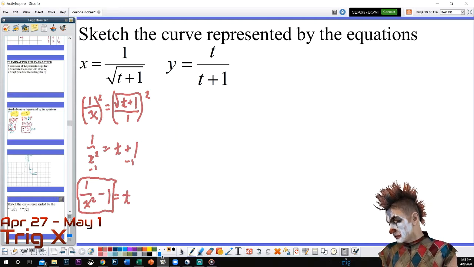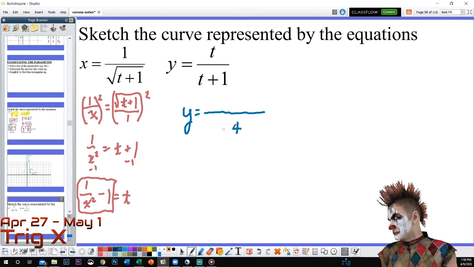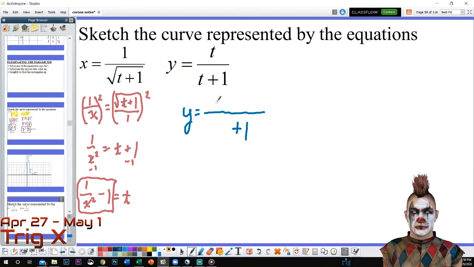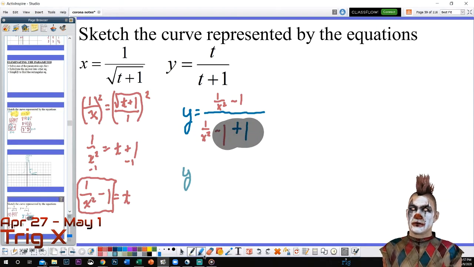Now that I have that, I can substitute this every time I see a t in the other equation. This is going to be a little bit trickier because we have t's on top of t's. That's okay. So I've got y equals blank over blank plus 1. Now in the first blank, I'm going to substitute this stuff in pink, 1 over x squared minus 1. And then here, guess what? The same thing, 1 over x squared minus 1. Something magical does indeed happen on the bottom, if you notice. We've got negative 1 and plus 1. These will cancel. That's nice.